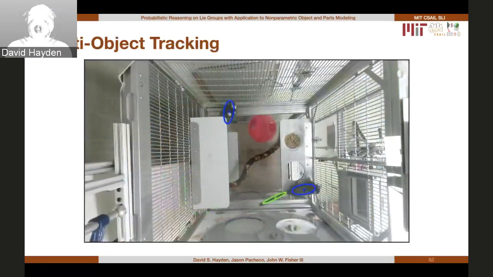And then we can also use it in multi-object tracking, where you can have these monkeys moving over time, and then you can see what parts are visible at a given time or not, if they're occluded under these shells, for instance.